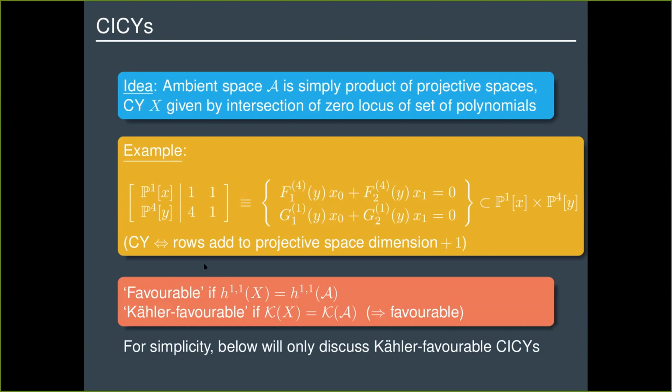This kind of description is called favorable if the dimension of the space of divisors is just the same as that on the ambient space. So you can just restrict divisors on the ambient space to completely cover your space of divisors on your Calabi-Yau. And it's called Kähler favorable if the Kähler cone is just exactly the Kähler cone of the ambient space, which also implies that it's favorable. And for simplicity, I'll only discuss these kinds of cases. So that means that the Kähler cone will always just be the positive quadrant in the natural basis of divisors.